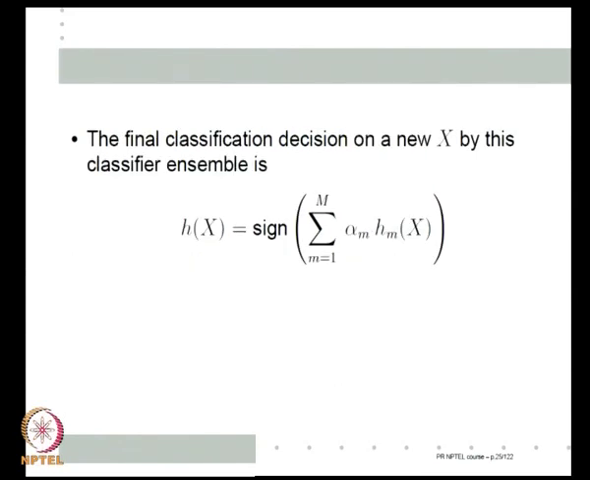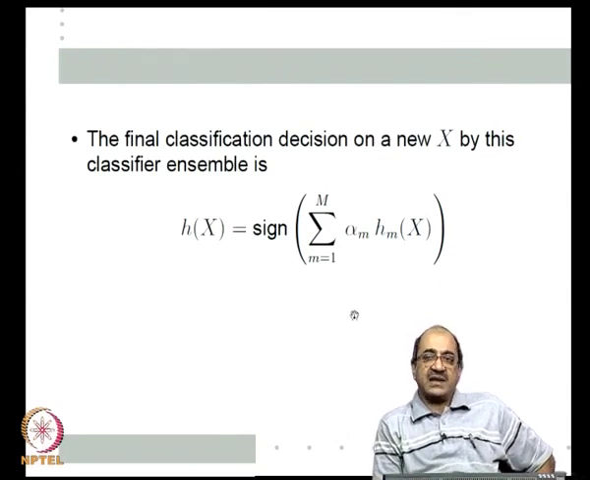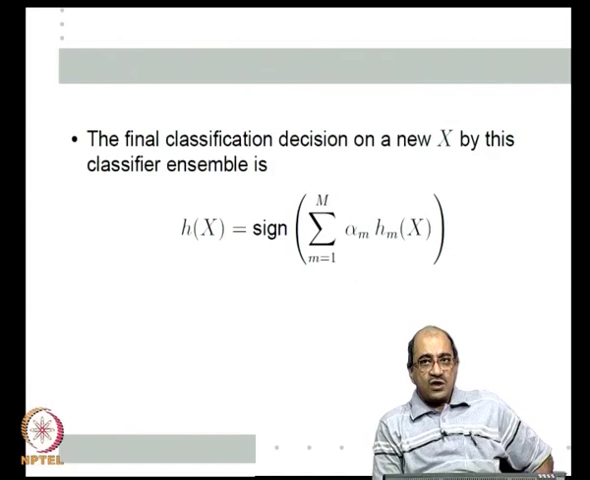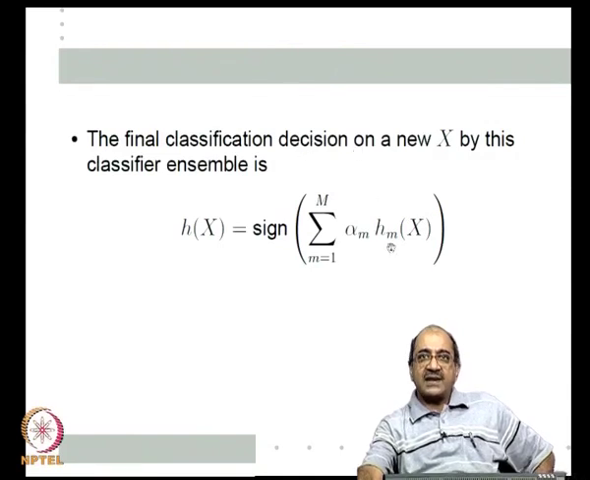A word about the final classifier. What is the final classifier of this ensemble? After learning all h_m's, alpha_m is, as we see, ln((1 - J_m)/J_m), where J_m is the weighted error. So, lower J_m, higher is alpha_m. Okay. So, I take alpha_m h_m(x), take the summation, and take its sign as my final classifier.